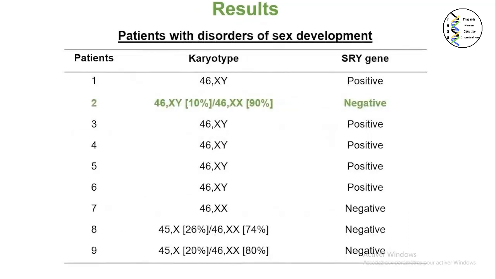For the 9 patients with disorders of sex development, the results of the search for the SRY gene were confirmed by the karyotype. All the patients with a positive SRY gene had a 46,XY karyotype, and all the patients with a negative SRY gene had a 46,XX karyotype, except for 1 patient that we are going to talk about later on.